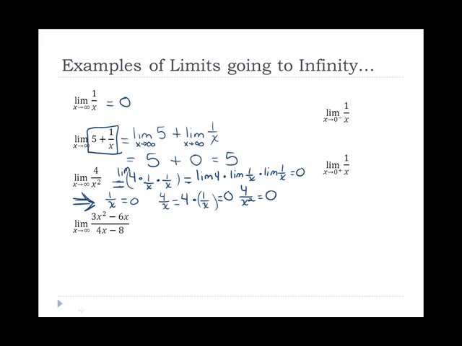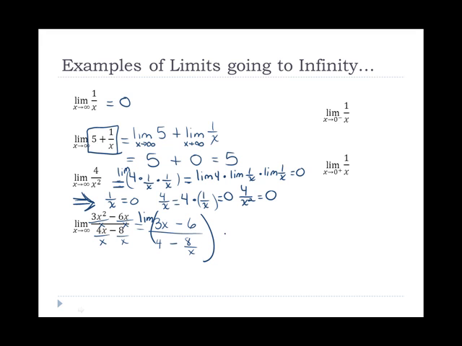Now, the next one we can't just break into pieces because we have that entire thing on top divided by that entire thing on bottom. So this is where we're going to do that little trick, and that is that we're going to divide everything by the highest variable in the denominator, which was x to the first. So we're going to divide everything by x. And so up top we have 3x minus 6 over 4 minus 8 over x. And now we're going to take the limit of this whole thing as we approach infinity.